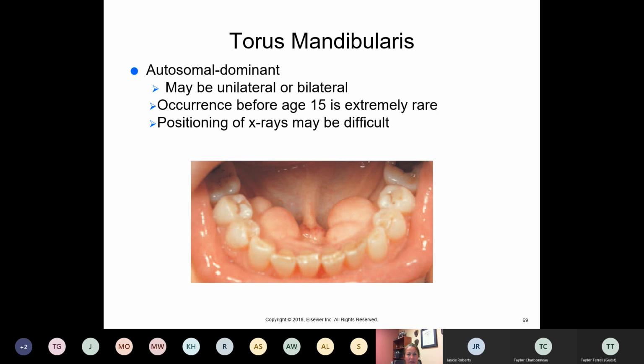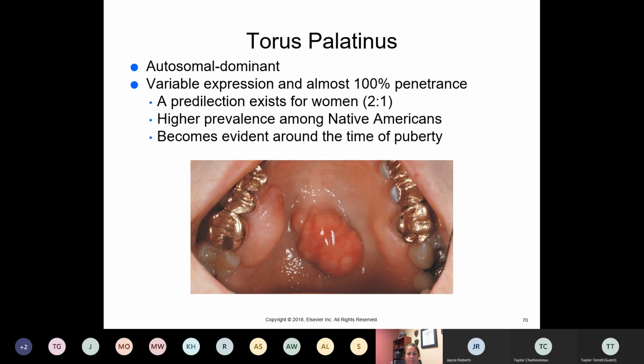Torus mandibularis can be unilateral or bilateral, as you guys know. Occurrence before the age of 15 is extremely rare. We typically see this after puberty. And in these patients, positioning of x-rays may be difficult. And then we can also have it in the palate. As you guys know, it has a variable expression, and it's almost 100% penetrance.